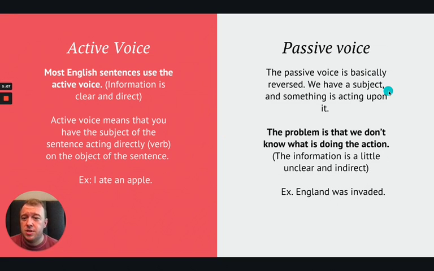The passive voice is basically going to be the reverse. So we have a subject and something is acting upon it. We have an object that is being acted upon. Now, the problem is that we don't know what is doing this action. This information is basically unclear and indirect.